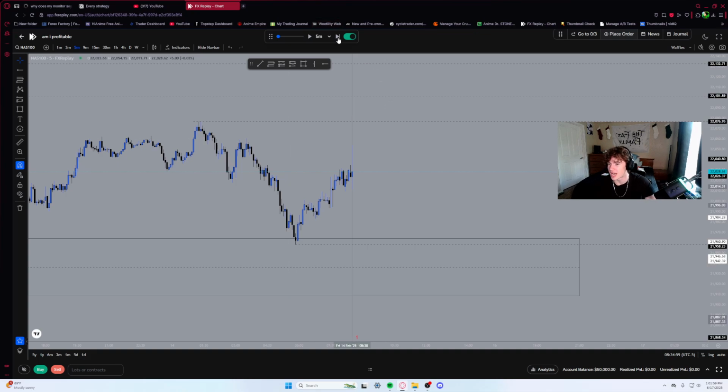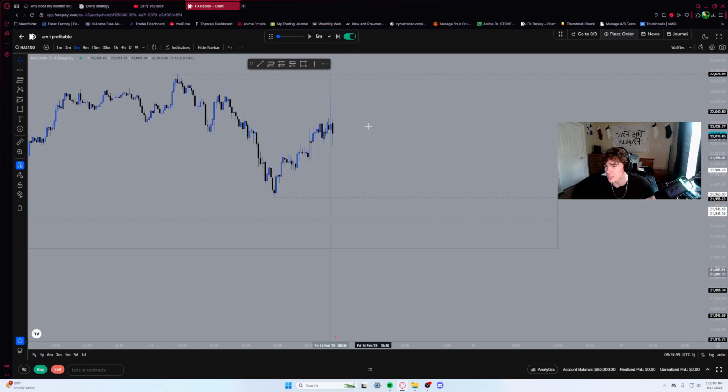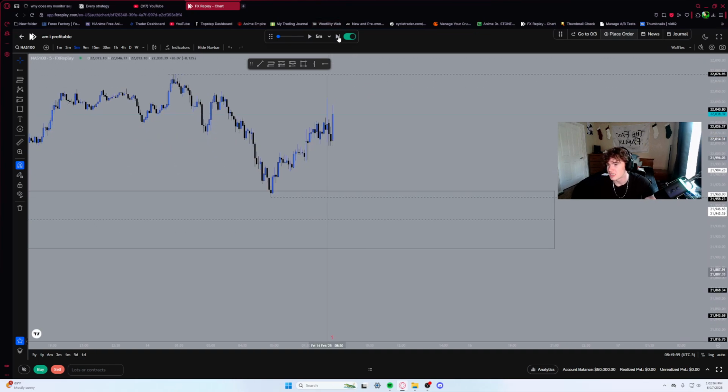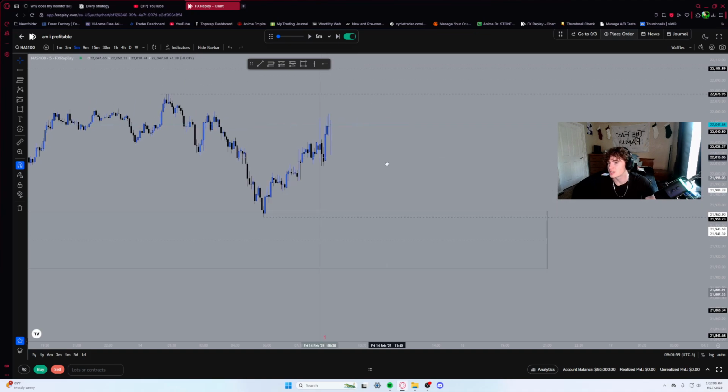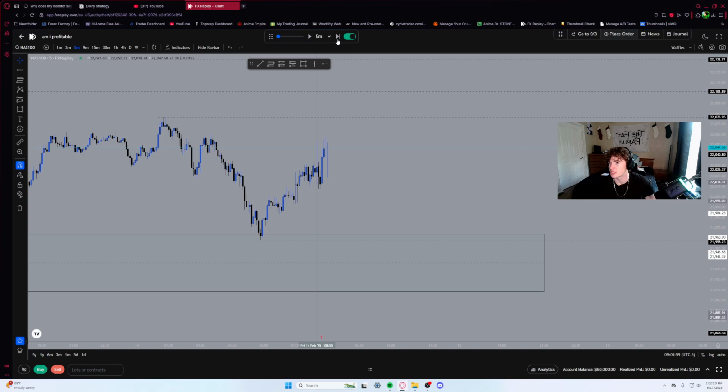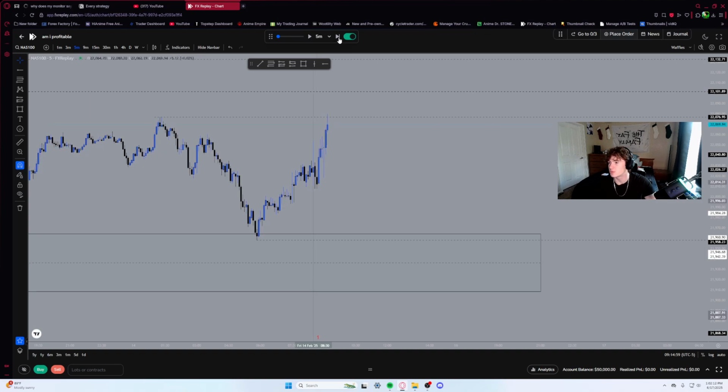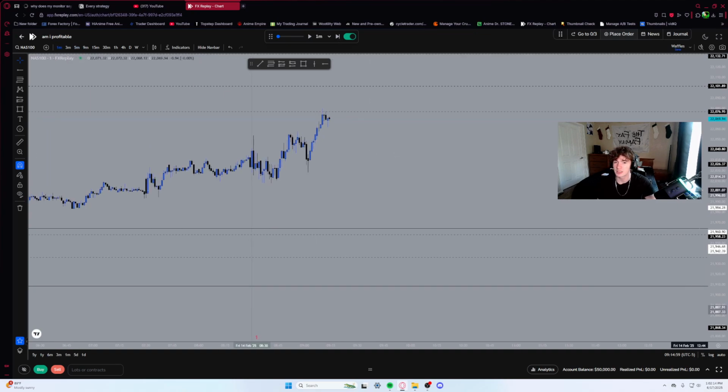Cool. We haven't swept any highs with this candle or lows. We swept this low, but it doesn't really matter. It's not really major. Looks like we retraced. Looks like we're going to go up. All right, we swept these highs. Let's go to the 1-minute.